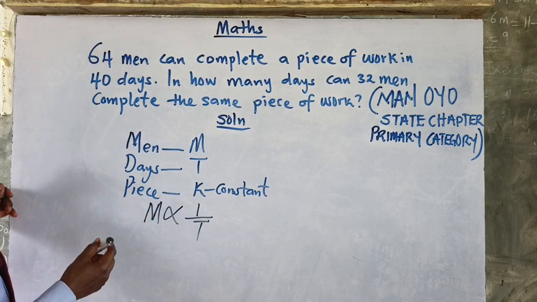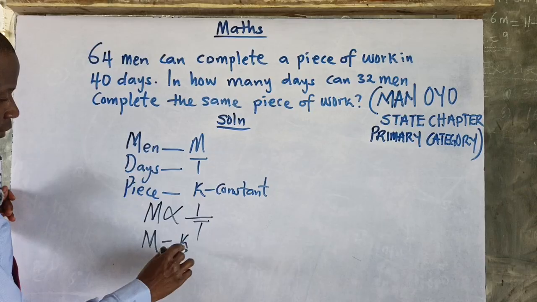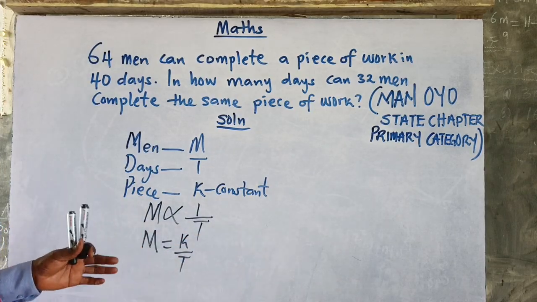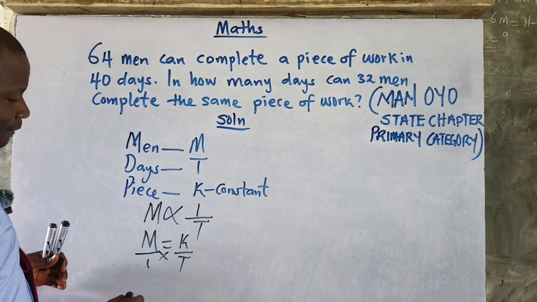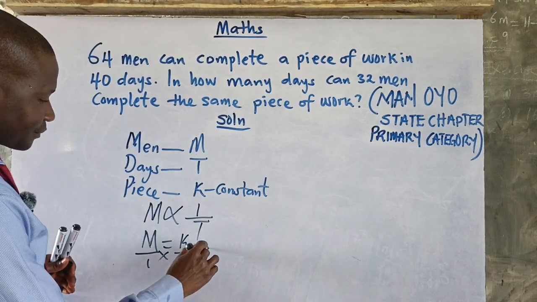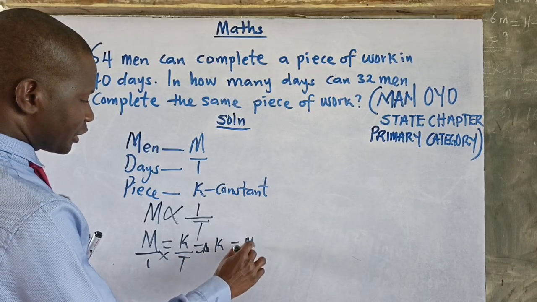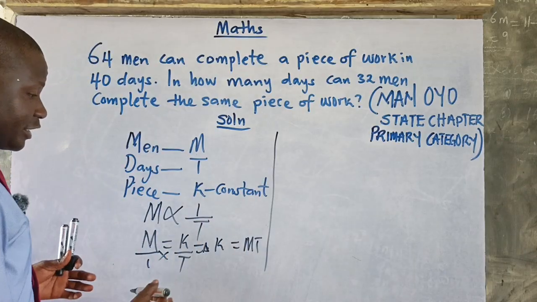Now, this K is said to be constant. We have M equals K divided by T. K will serve as the piece of work, because it's constant. We are going to take it as a constant. Now, when we cross multiply here, the implication is that K equals MT. There will be two stages.